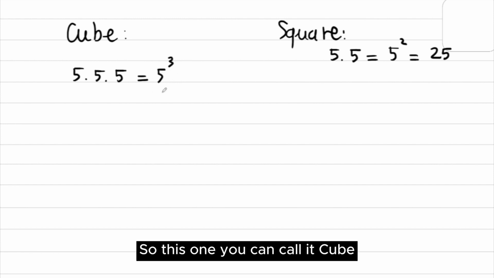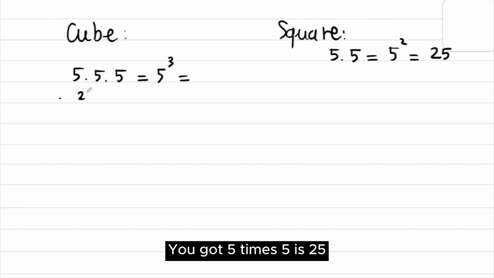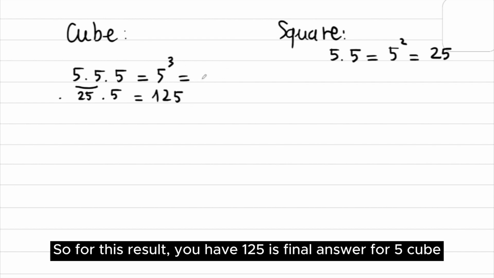So this one you call cube, 5 cubed. 5 cubed means 5 times 5 times 5. For the multiplication, 5 times 5 is 25, and 25 times 5 will be 125. So 125 is the final answer for 5 cubed.